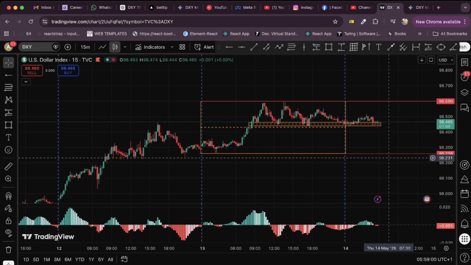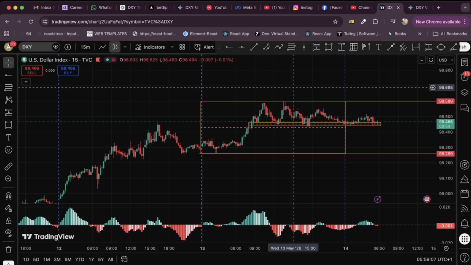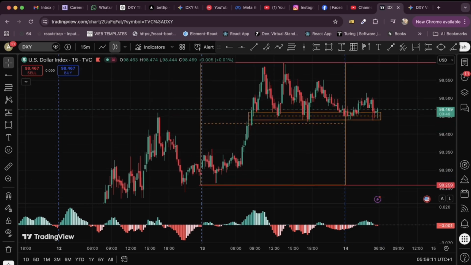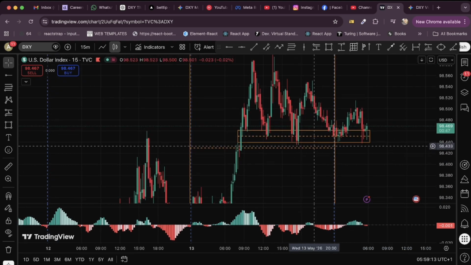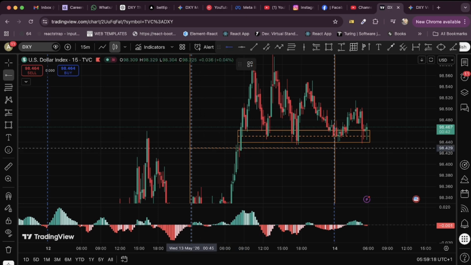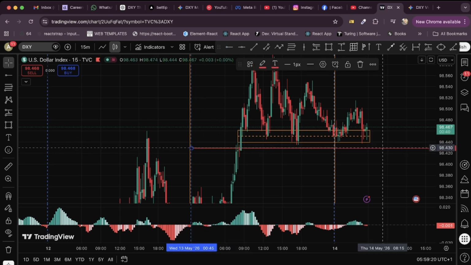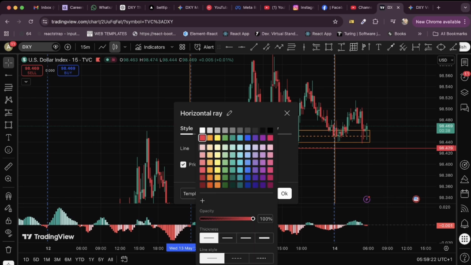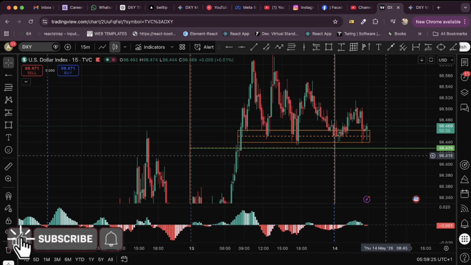If you pay attention, you will see that DXY is in a no man's land because it's trading almost at the PD point of the previous day. The PD point is the middle point, which is right there. So I'm going to pull out another horizontal ray and make it green just to make it different from the others.